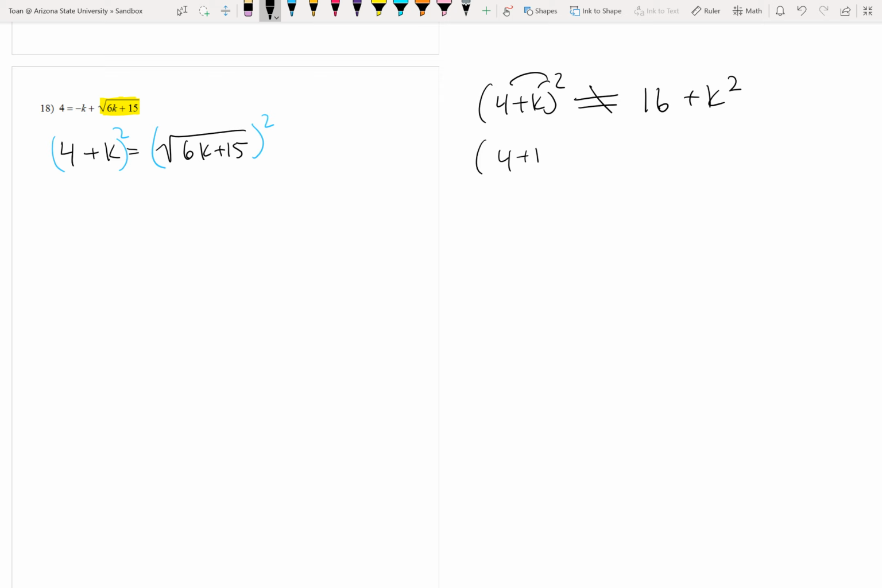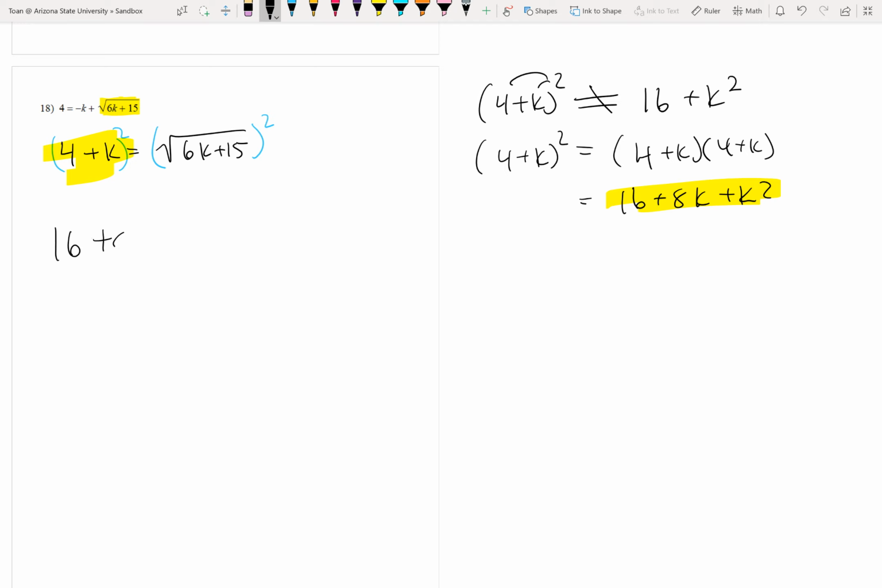Squaring a binomial, you can either use the pattern or just write it out twice and FOIL like normal, right? So that's going to be 16 plus 8k plus k squared. So that's what's going to be on the left-hand side of our original problem. So we have 16 plus 8k plus k squared equals, and then on the right-hand side, the square root and the square will cancel, giving you just a regular 6k plus 15.